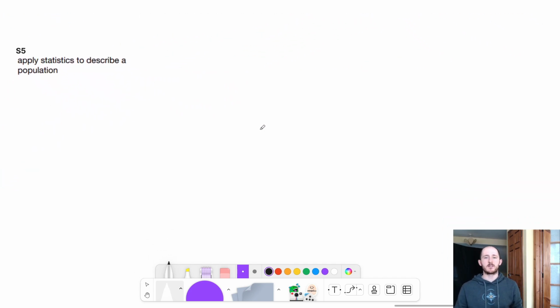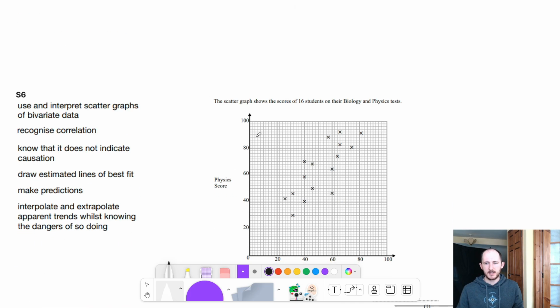So applying statistics to describe a population, it's very similar to what we did with the box plots. You want to look at the average and you want to look at the spread. Average, you can use mean, median, or mode. Normally you use mean or median. And for the spread, you use range or interquartile range.